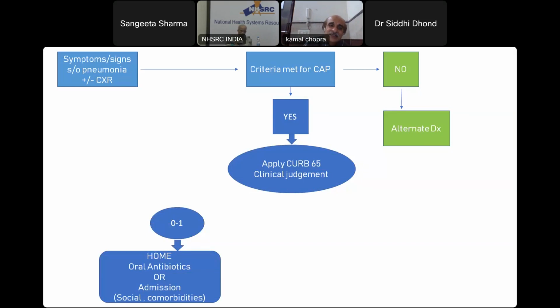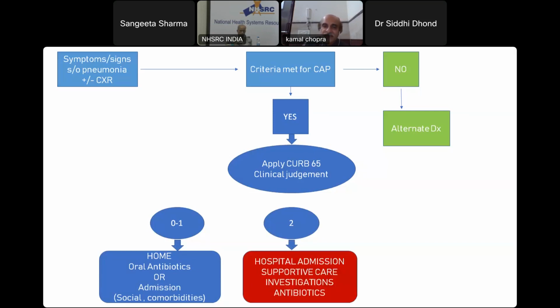No admission is required. Maybe admission is required because of a social reason or some comorbidity. Otherwise, such a patient can be managed as an outpatient. If the score is up to 2, meaning 2 signs are there out of the 5, hospital admission is required. We need supportive care, investigations also, and antibiotics are to be given.